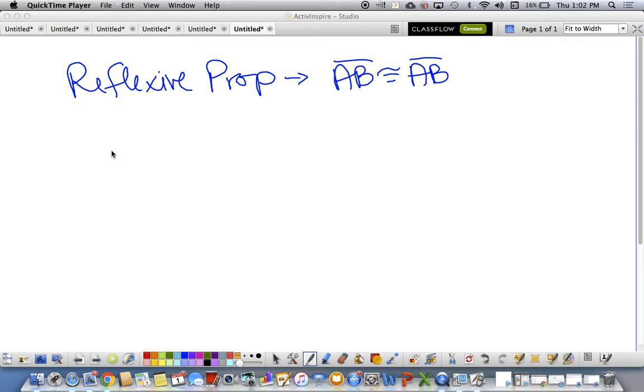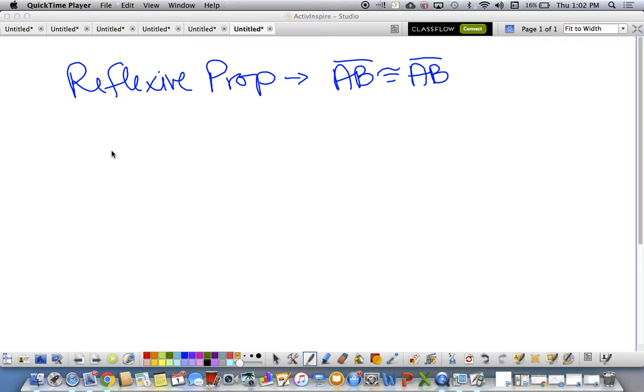Okay? These seem kind of basic. This is the most fundamental, the one we will use most often, and you will forget about it more frequently than not. The reflexive property of congruency is AB is congruent to AB.